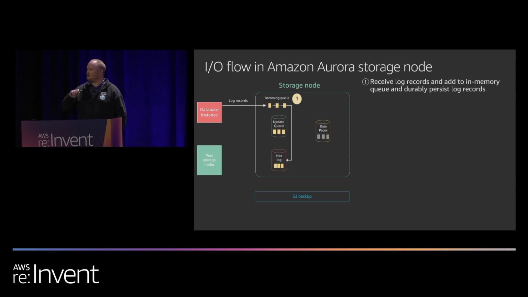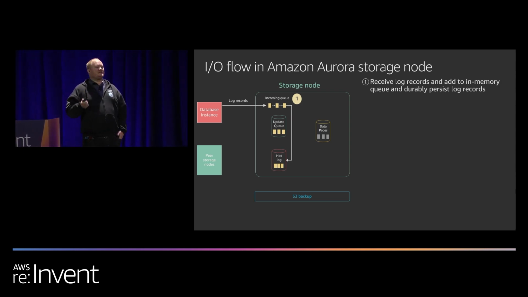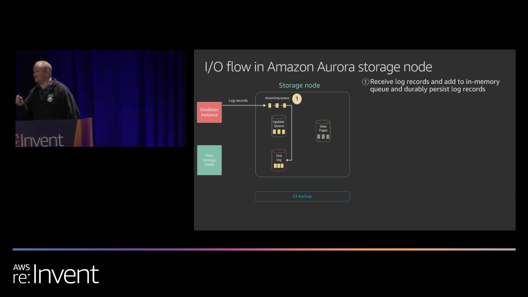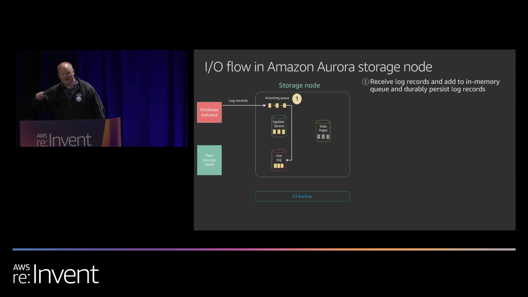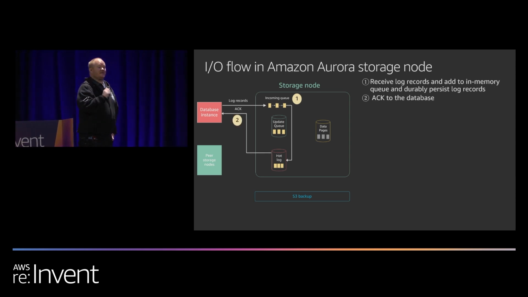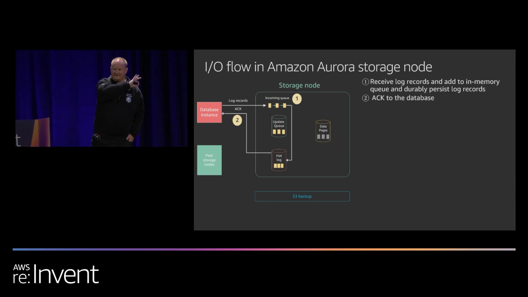It comes into the storage node, into a buffer in memory. The first thing the storage node needs to do is write it to disk, so we know that we didn't lose this log record. It writes it to disk. We call this the hot log here. And then it can acknowledge back to the database instance that it's got it. The database instance then only needs to track what's going on with its 6 writes, and it can continue moving forward. The only time it needs to wait is when it issues a commit.